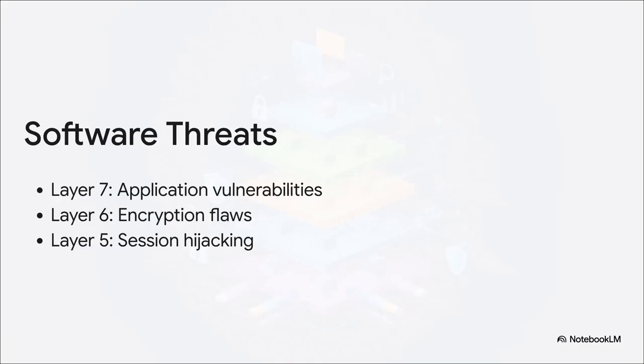Crazy, right? So, just to quickly recap these software layer threats, we've got application vulnerabilities up at Layer 7, unsafe data deserialization at Layer 6, and session hijacking at Layer 5.